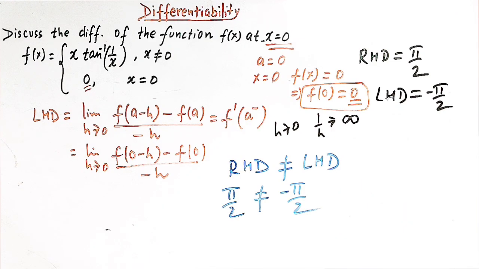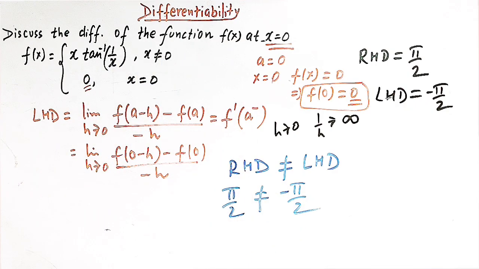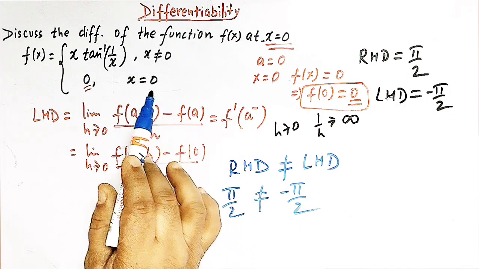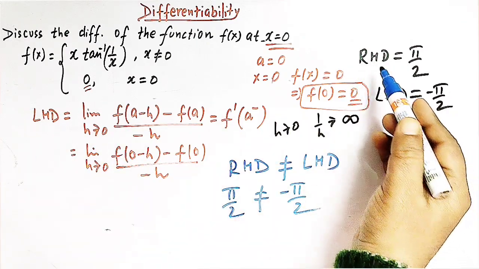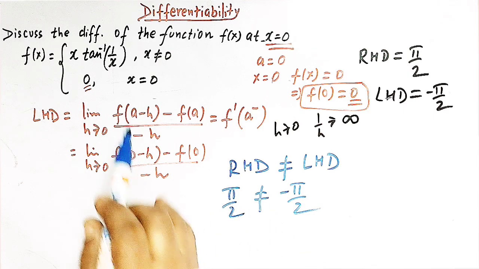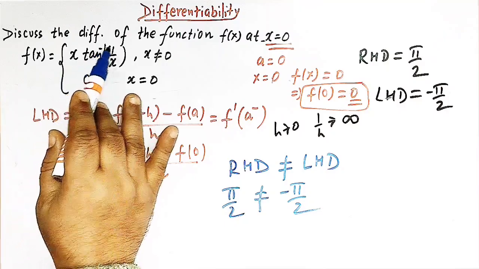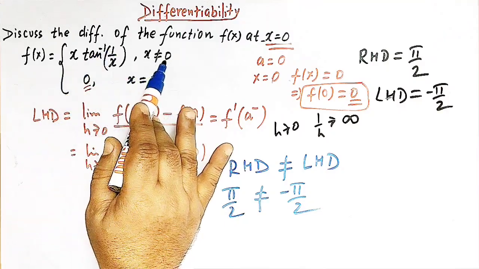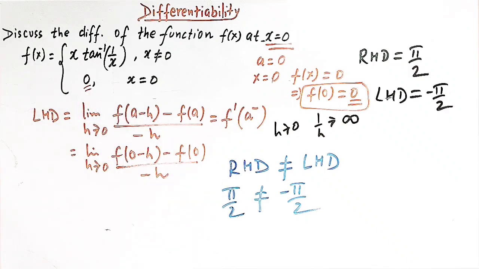Hence, we can claim that this function is not differentiable at x is equal to 0, because for differentiability of a function, both these derivatives must be equal to each other. So finally we can say that this function f of x, that is equal to x times tan inverse 1 over x when x is not equal to 0, and f of x is equal to 0 when x is equal to 0, is not differentiable at x is equal to 0.